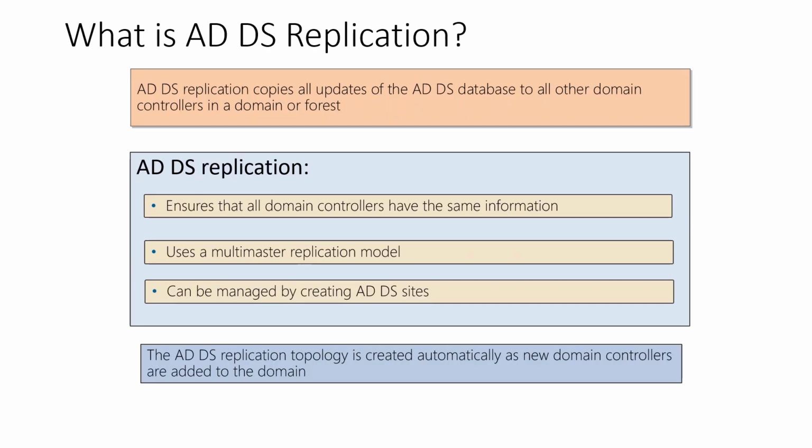So what is AD DS replication? Active Directory Domain Services replication copies all the updates of the Active Directory Domain Services database to all other domain controllers in a domain or forest. Replication ensures that all domain controllers have the same information. It uses a multi-master replication model and can be managed by creating Active Directory Domain Services sites. The replication topology is created automatically as new domain controllers are added to the domain.